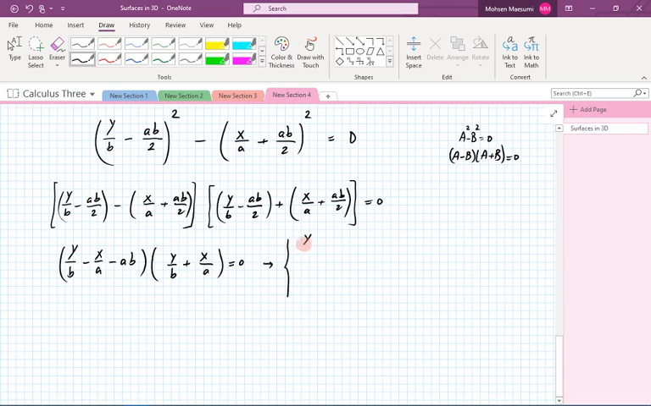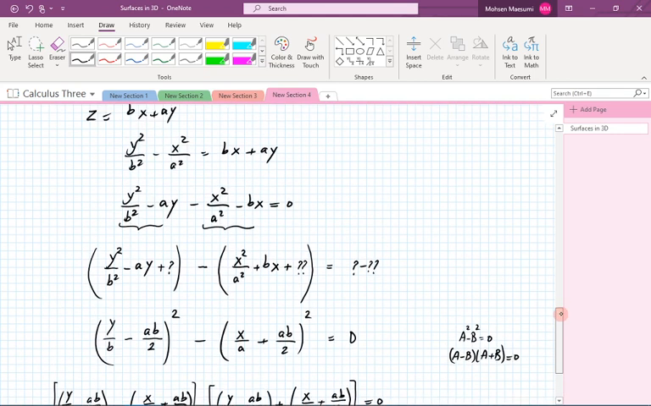One line is y over b minus x over a minus ab is equal to 0, and the other one says that y over b plus x over a is equal to 0. We can leave this equation as it is. To simplify perhaps a little bit more, we can try to find the z also. So here, if I find my y, it becomes minus bx over a. Here, if I find the y, it becomes plus bx over a plus b times ab, that becomes ab squared.